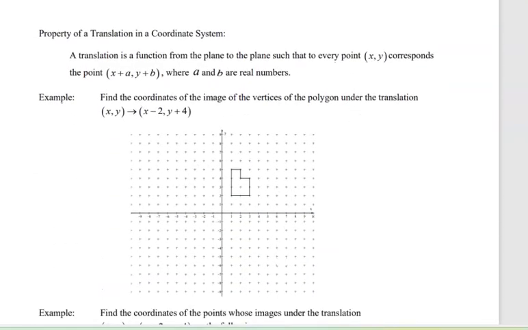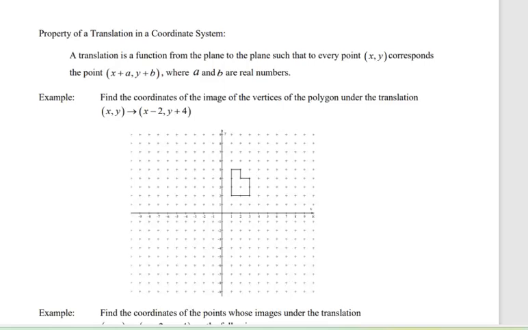Now the next example, we're going to go to a coordinate plane. And we're going to do 2 more examples in this video to cover translations more. A translation is a function from a plane to a plane such that every point (x, y) corresponds to the point (x plus a, y plus b), where a indicates how you're moving horizontally and b indicates how you're moving vertically. Keep in mind that a and b can be negative numbers. A negative with x would be going to the left on the x-axis. A negative with y would indicate shifting down.